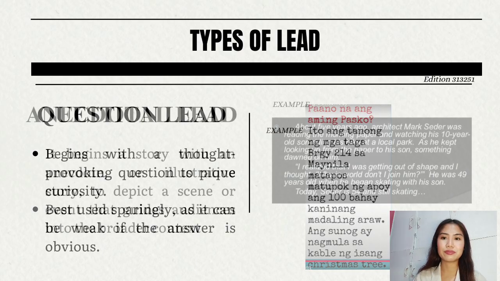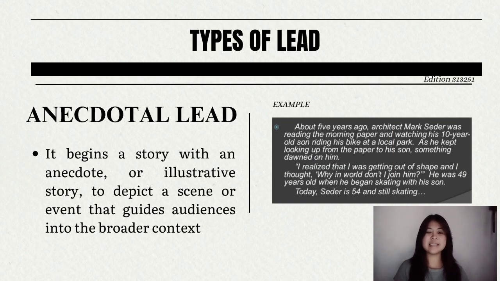It sets the tone for the article, making the reader curious about what happened and why the victims are asking this question. Another type of lead is anecdotal lead. Anecdotal lead is a type of lead where the story begins with an anecdote or illustrative story to capture the reader's interest. The anecdote usually connects to the main idea of the piece, making it easier for the readers to understand and invest in the content.